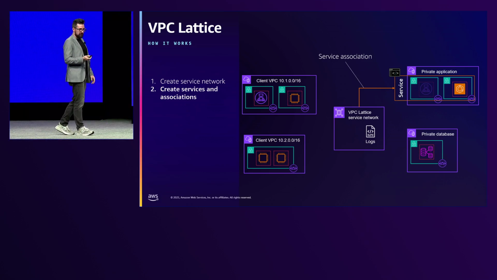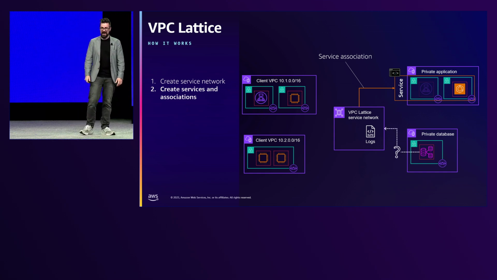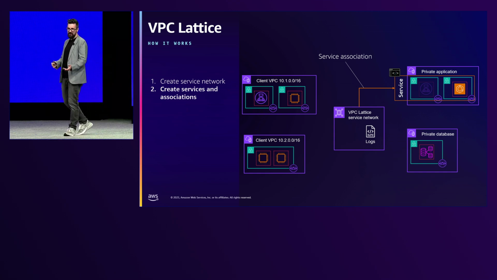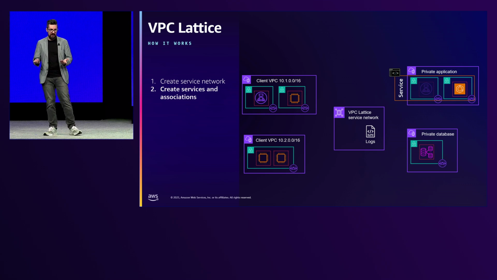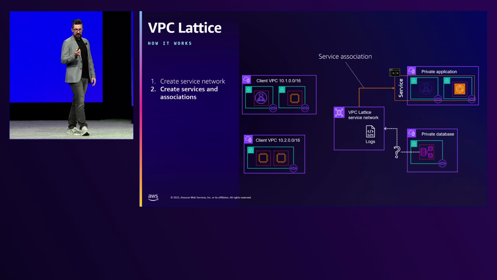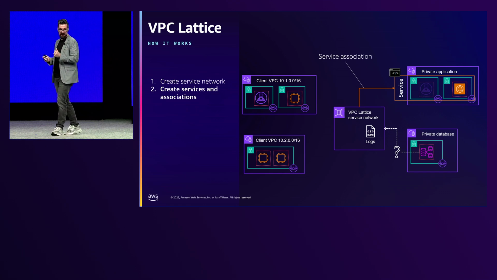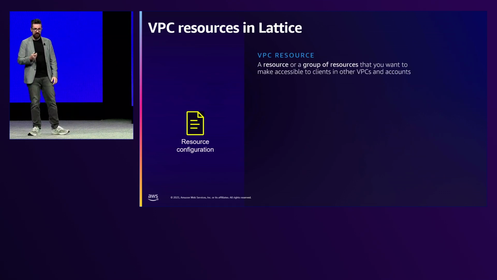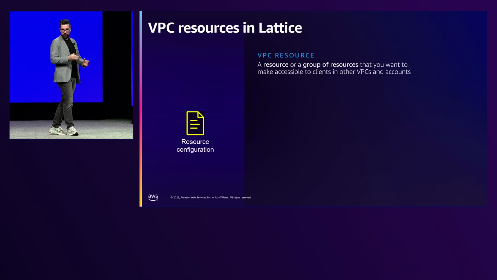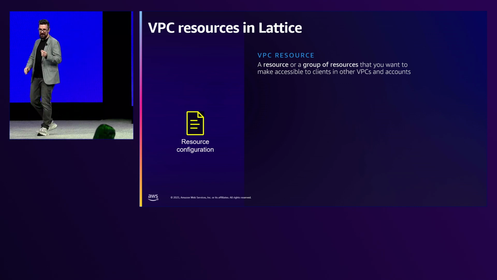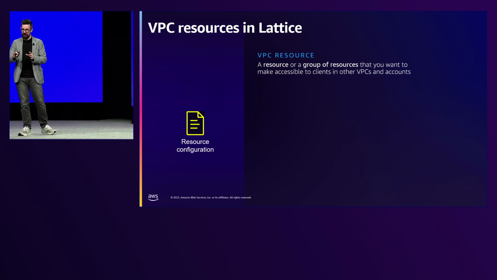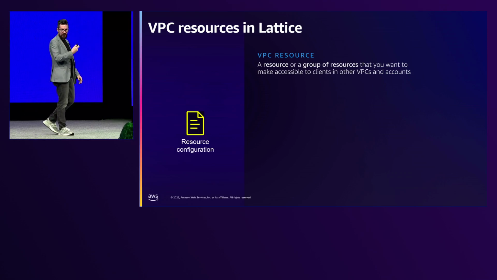But, slight problem, I've got this database. And this database is not going to operate on HTTP or HTTPS. Because remember, these services are operating at layer 7. So for this, I'm going to need a different construct. And that'll be a VPC resource. Resources operate at layer 4. There's no proxying involved. Instead, we're using essentially managed NAT and port forwarding via Lattice to pass traffic through Lattice.